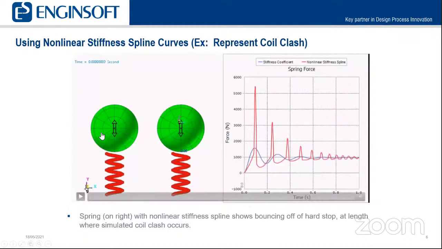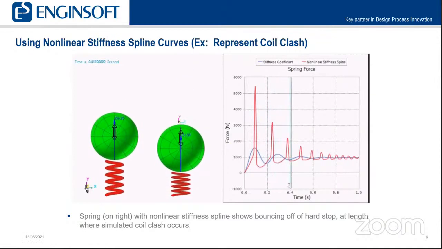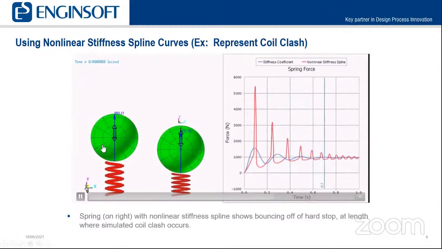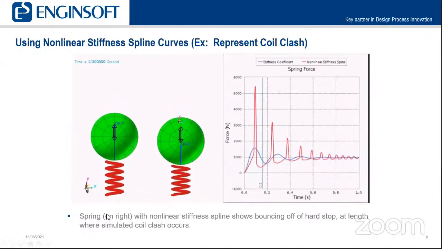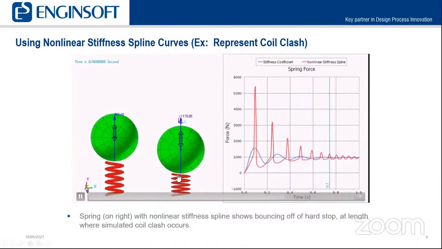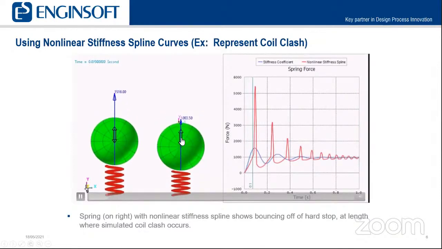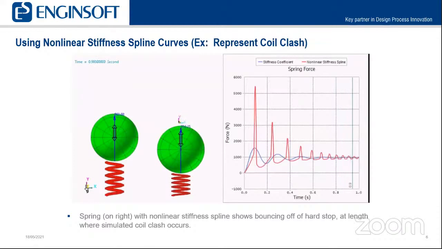So when we implement that nonlinear stiffness spline into the spring and compare it to just the regular totally linear spring, these are the results. The spring on the left is using the standard stiffness coefficient, whereas the spring on the right is using the nonlinear stiffness spline. And so you can tell from the behavior that it is modeling that coil clash correctly, because as the sphere reaches a certain point and compresses the spring to a certain length, there's a hard stop that's occurring.